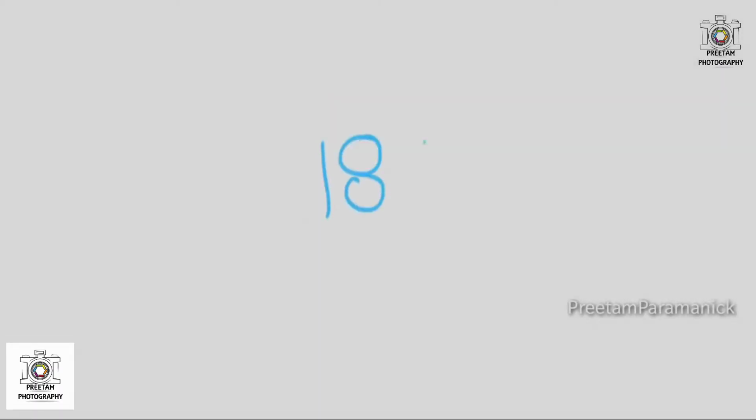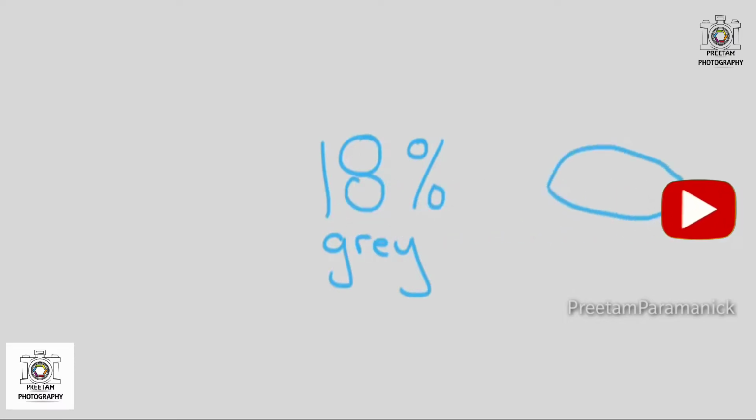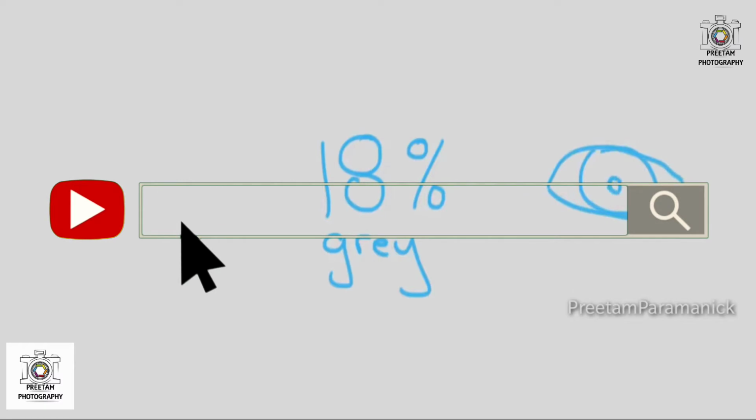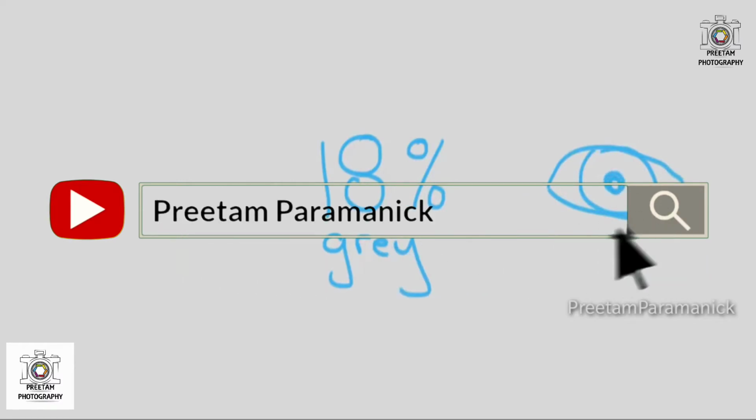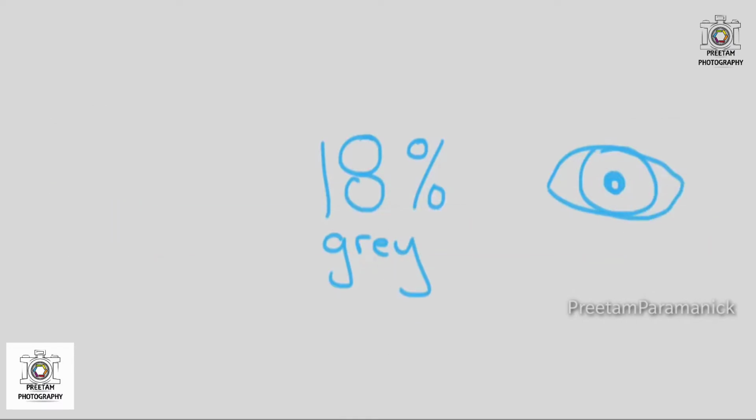This is 18% gray. And this is about the way that your camera averages out all of the light that it sees to make an image. So if you take your eye and you were to make everything that your eye sees around you black and white, and then you were to take all the tones that you would see, so instead of these colors you would see just tones of gray.